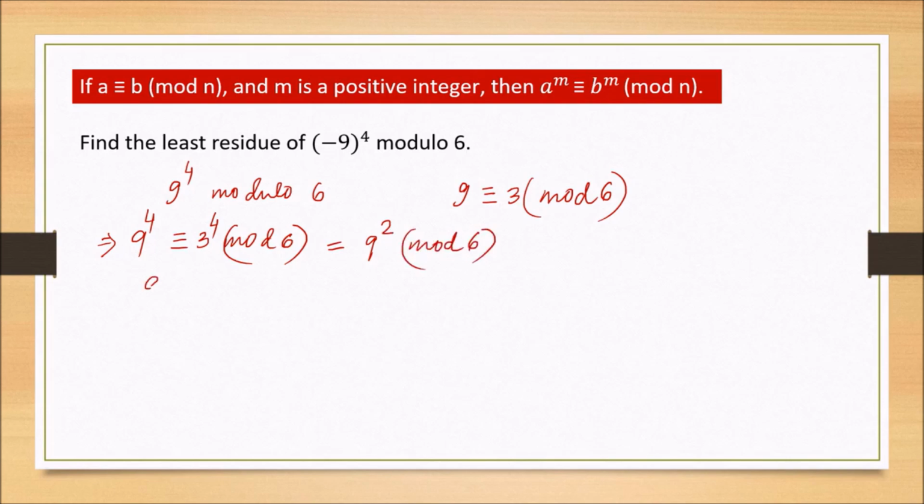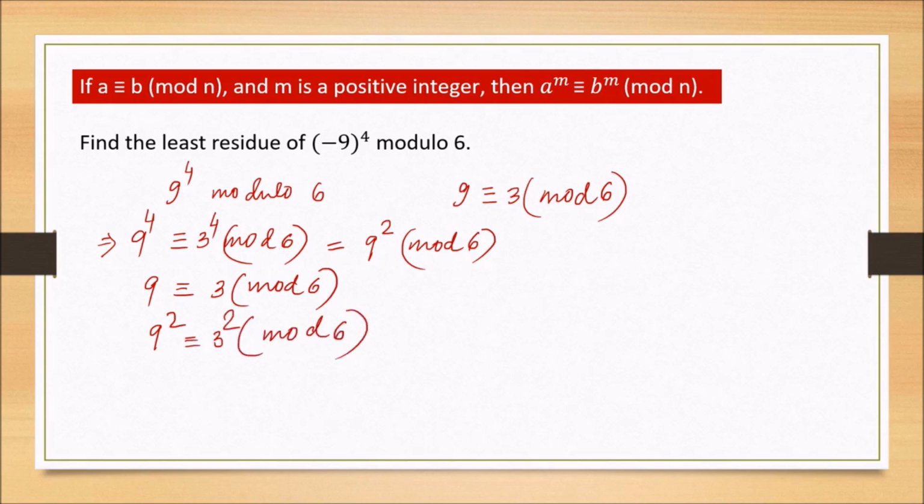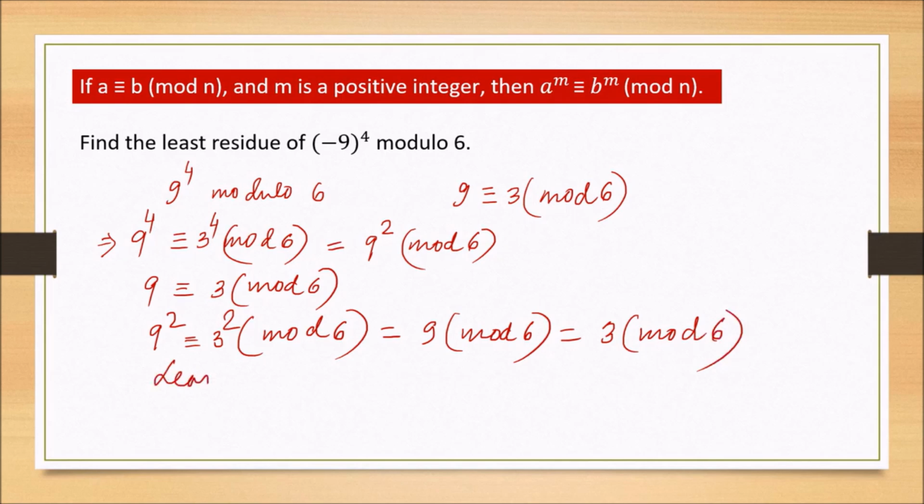Now coming to 9. 9 is congruent to 3 modulo 6. We have already written that. So 9 raised to the power 2 is congruent to 3 raised to the power 2 modulo 6. So 3 raised to the power 2 is 9. So 9 modulo 6 is again 3 modulo 6. So the least residue is three.